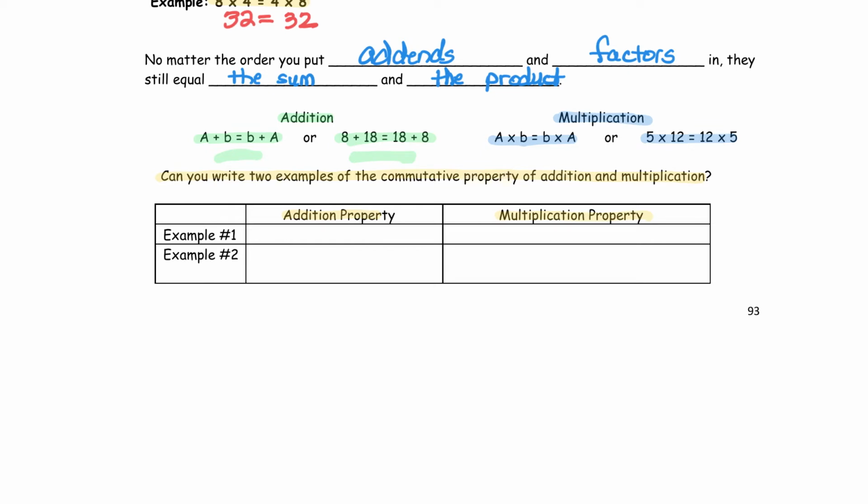Just make up 2 examples. Pause and just check your work. Here are a couple of examples of the commutative property of addition and a couple of the commutative property of multiplication. Remember, the main thing to remember is that the numbers change order.